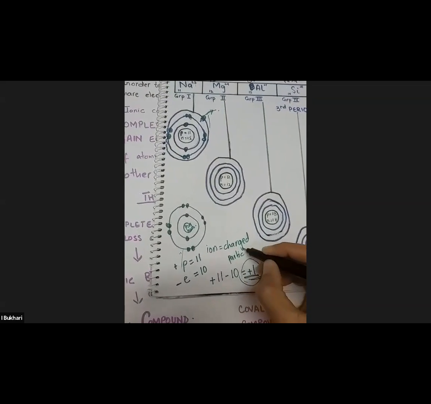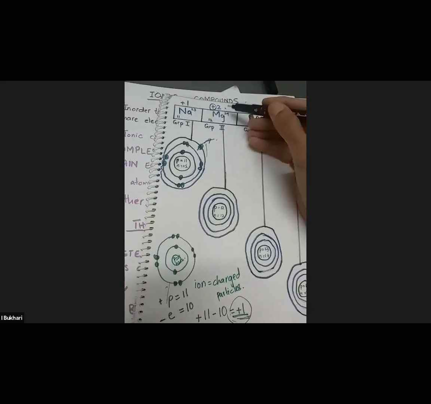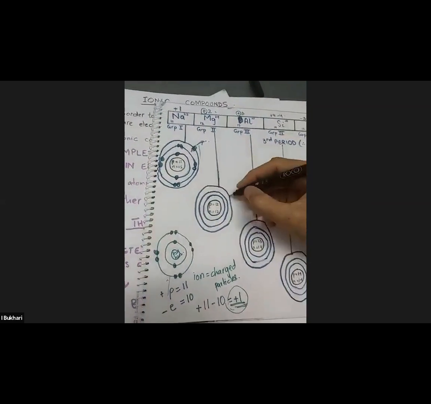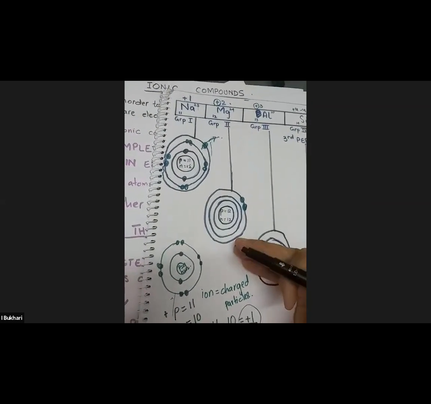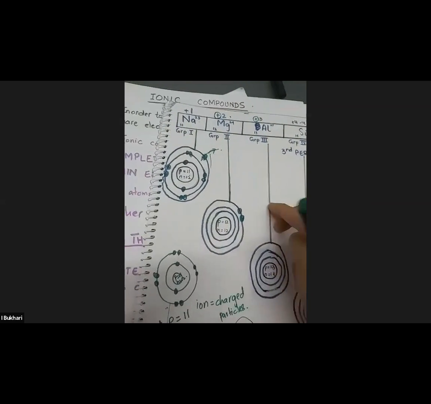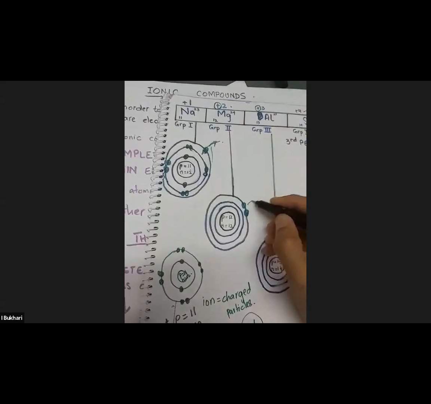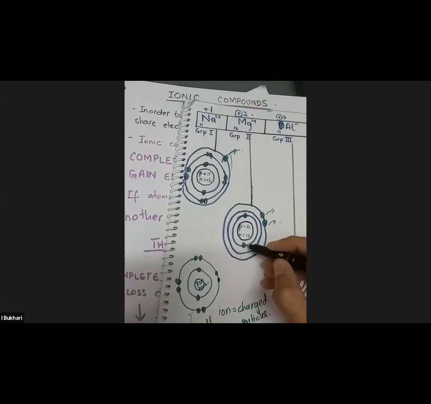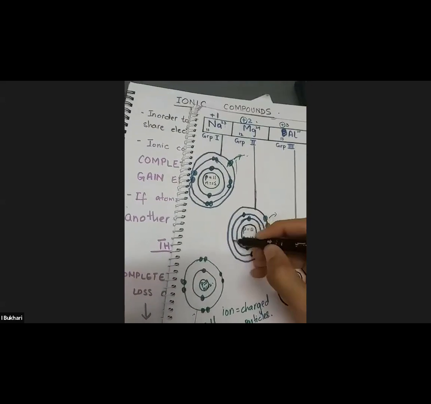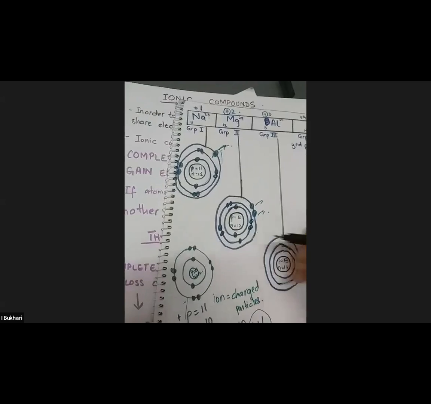Okay, now let's move on to group 2. What happens in group 2? Group 2 means that this has 2 electrons in its outermost shell. So it can either gain 6 more electrons, or it can let go of 2 electrons. Letting go of 2 electrons is easier. That will require less energy. So they give away their 2 electrons. And by the way, the rest of the electrons will stay where they are. You can draw them, I'm not drawing them because of lack of time. And so the number of protons stays the same, which is 12.